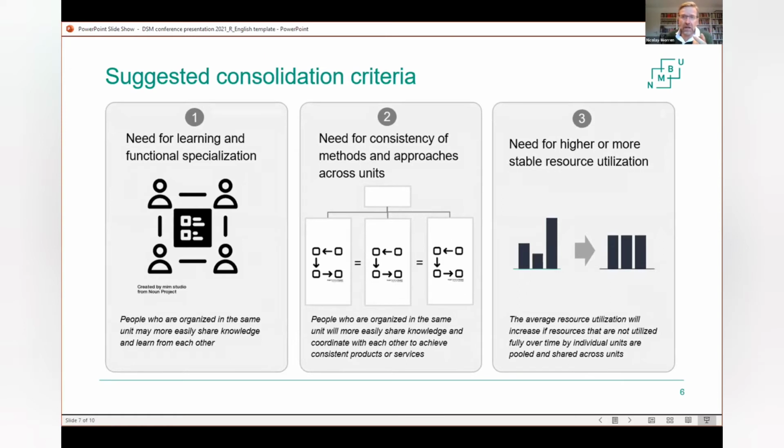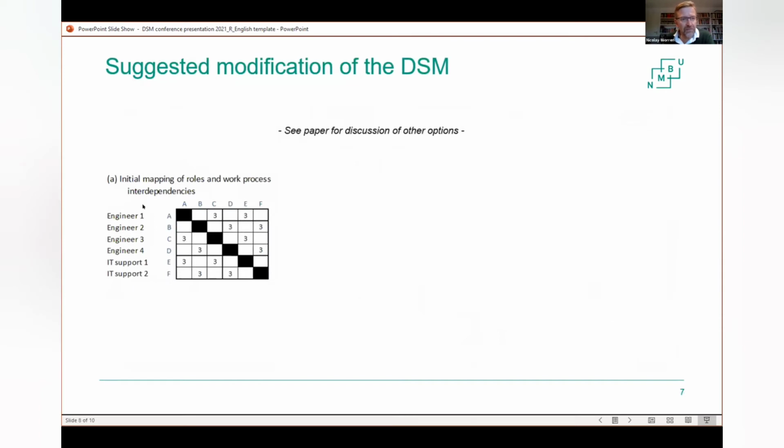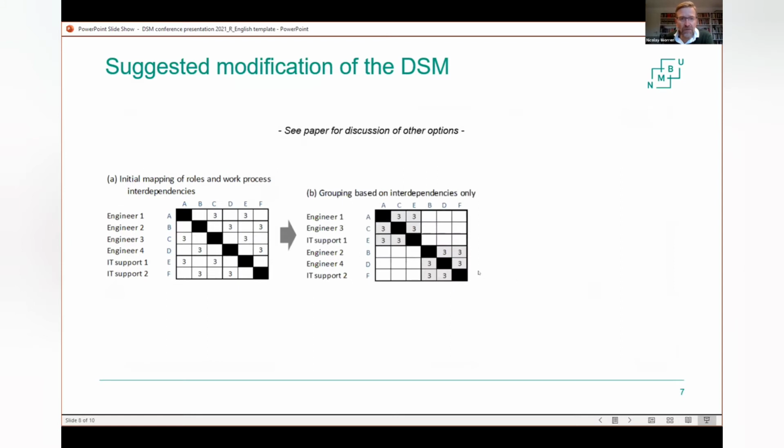The second issue here is how one can modify the DSM itself. I won't go through the different options because there are several discussed in the paper, but the basic idea is here. We take an example of a small team with 4 engineers and 2 IT support people, so 6 roles in total. If you based the grouping on the interdependencies alone, you would get these 2 sub-teams: engineer 1 and 3 together with IT support 1, and engineer 2 and 4 together with IT support person number 2.